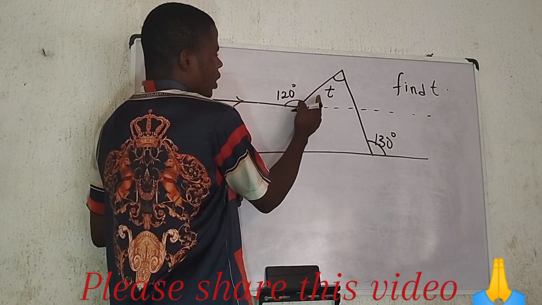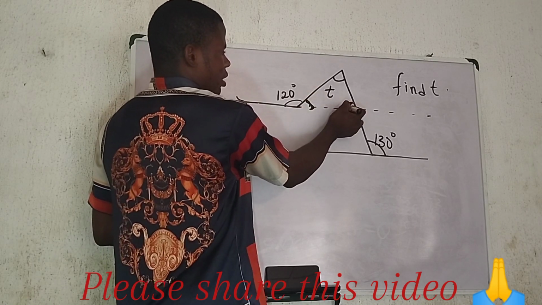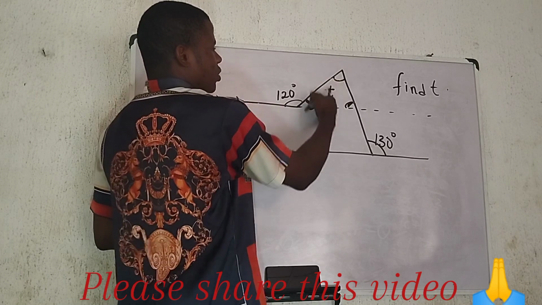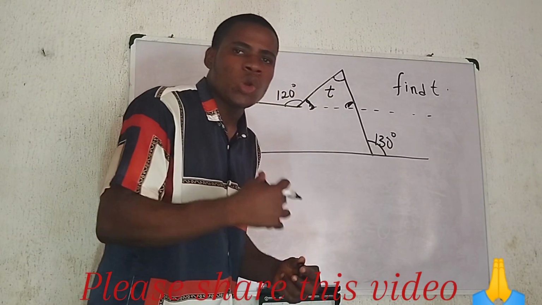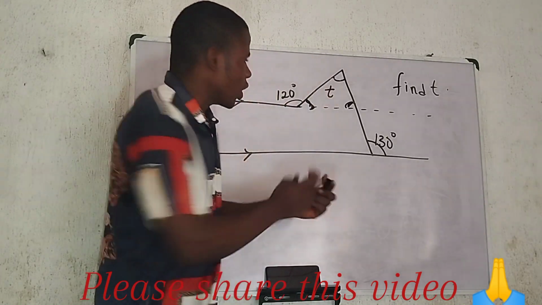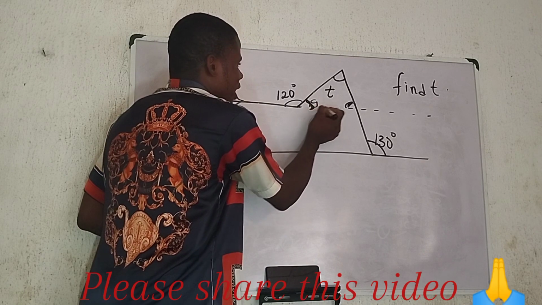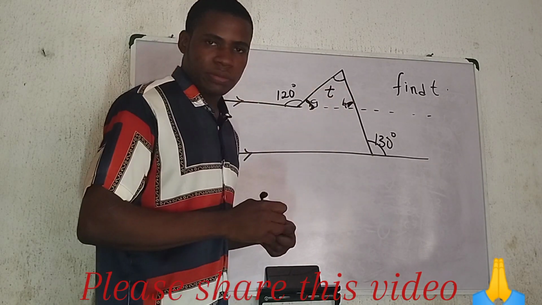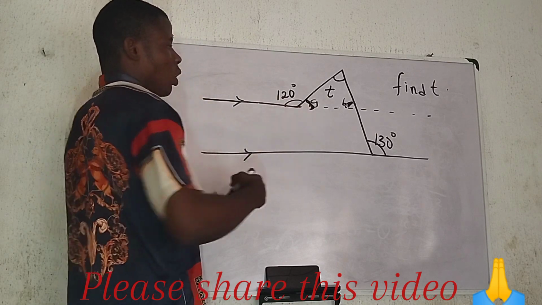Inside this triangle, if I know this angle and I know this angle, I can find t, because the sum of the angles inside this triangle must give me 180 degrees. My main aim will be to find the value of these two angles. If I call this one A, I can equally call this one B. Now, what will 120 plus A give me?